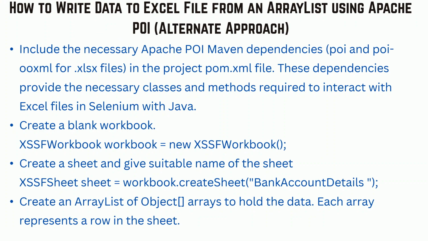After that dependency is added, what are the remaining steps the user needs to follow to write data to the Excel file from an array list? The user needs to create a blank workbook. Once that workbook is created, with that workbook object reference, the user can create a sheet and give a suitable name to the sheet. Then the user can create an array list of objects. In case they want to do it single dimensional, that is fine. An array to hold the data. Each array represents a row in the sheet.